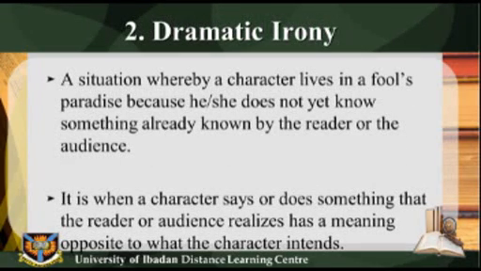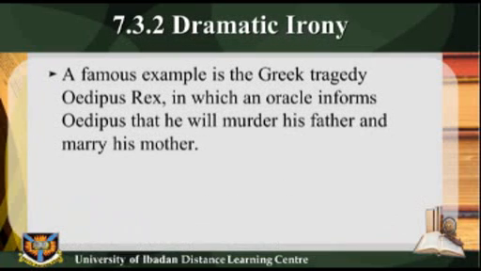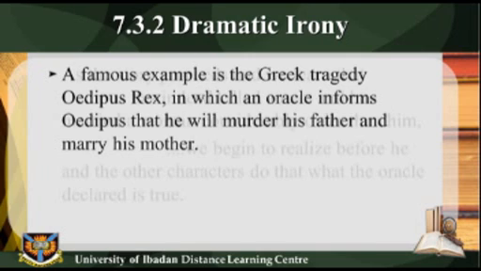Dramatic irony. Dramatic irony arises when a character says or does something that the reader or audience realizes has a meaning opposite to what the character intends. To detect dramatic irony, watch for occasions when characters don't realize the full implications of what they are saying, or of what happens to them, and when you see more about it than they do. A famous example is the Greek tragedy Oedipus Rex, in which an oracle informs Oedipus that he will murder his father and marry his mother.